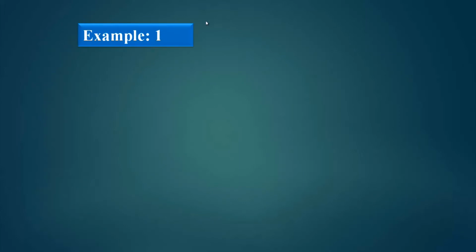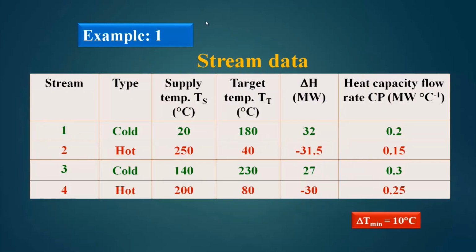Let us explain this with an example. So, we take a 4 stream problem where 2 cold and 2 hot process streams are available. Their supply temperature, target temperature, their delta H values and heat capacity flow rates are given, and the delta T minimum considered for this case is 10 degree centigrade. You may ask a question, why 10 degree centigrade, why not different values?